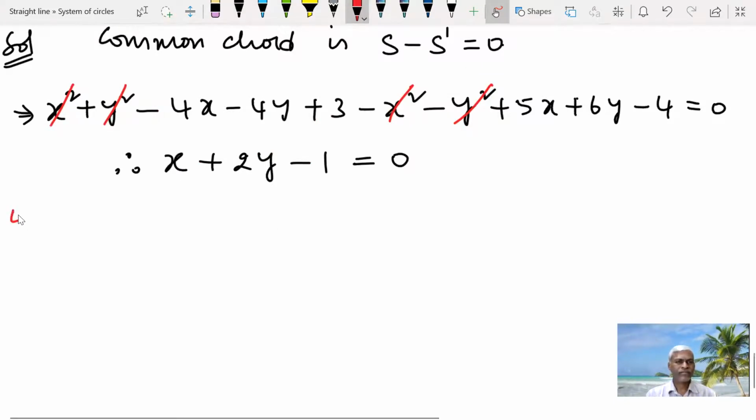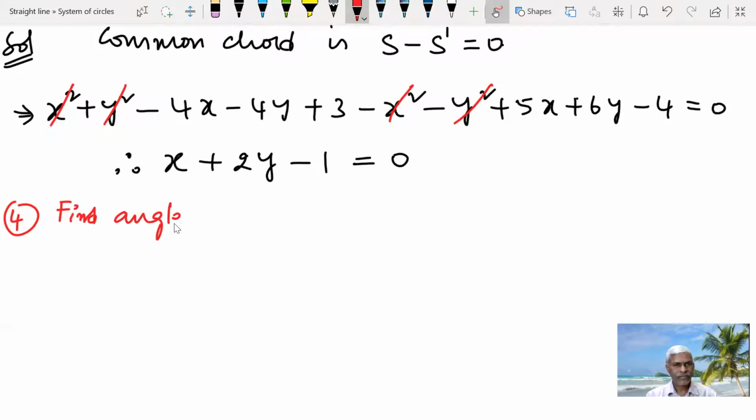Next, one more, find the angle between the circles.